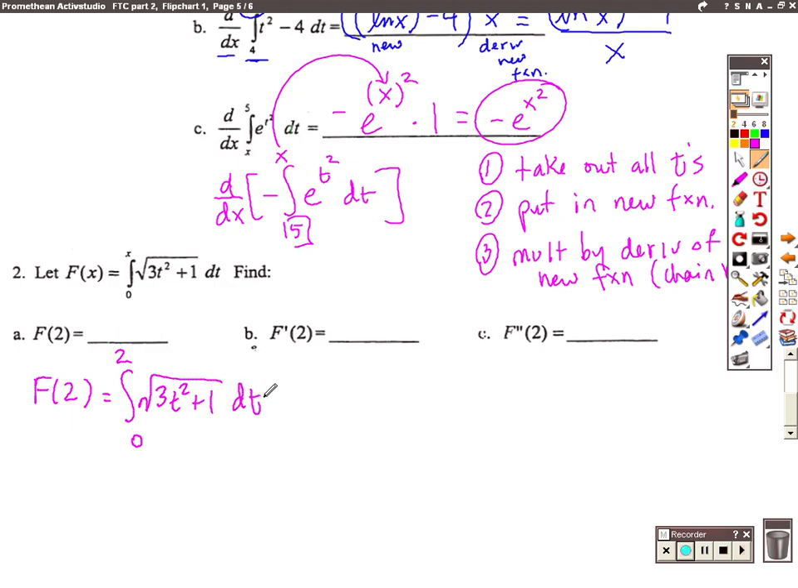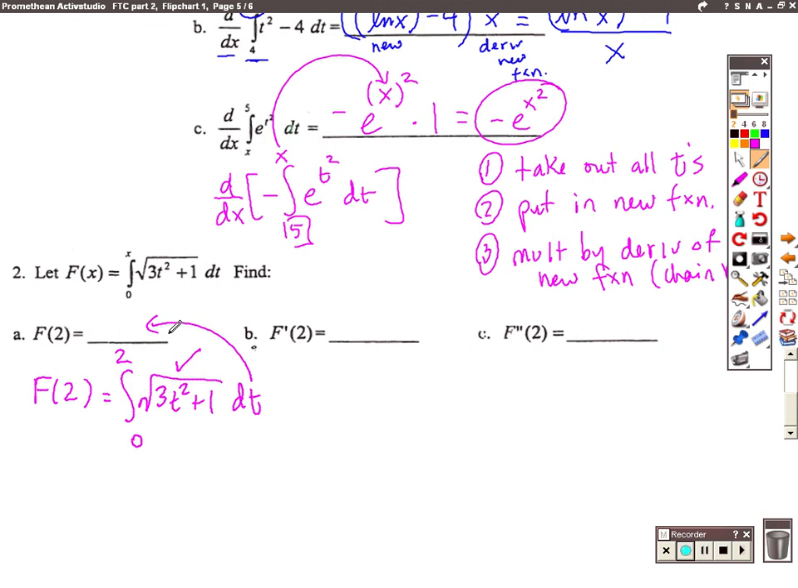dt. Now, at this point, you do not know how to integrate this function. You will eventually, but you don't right now. So for now, we're just going to leave that as an integral, because we could integrate it on the calculator, and if you have time and you want to do that, that's fine. But that would give me the value of f of 2.